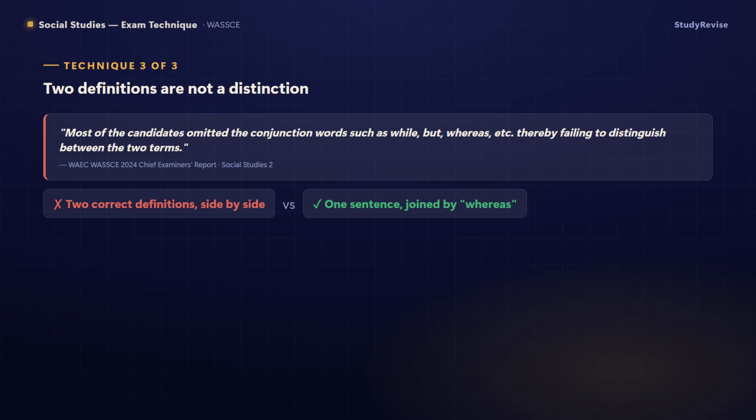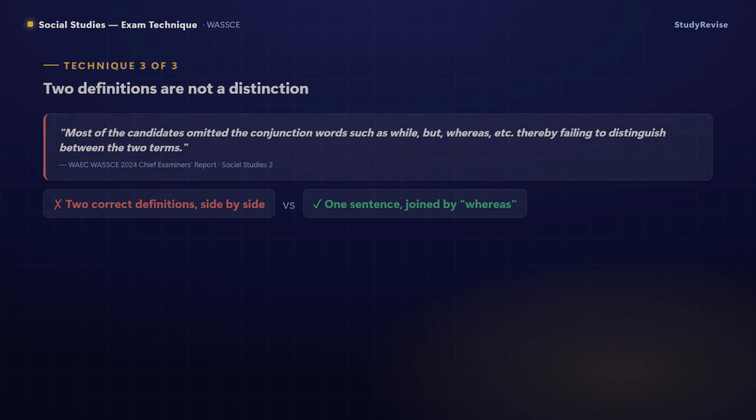2 correct definitions, sitting side by side on the page, are not a distinction. A distinction needs the joint, the exact word that makes the contrast happen inside the sentence itself. The fix. Whenever a question asks you to distinguish, physically build your answer around a contrast word. Not 2 separate paragraphs, 1 sentence, or a tightly joined pair connected by the word doing the comparing.